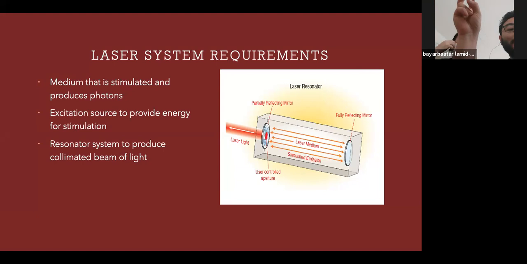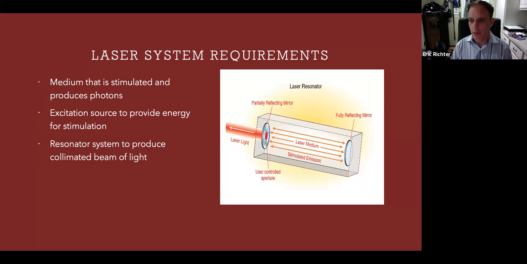What is a resonator system, is it like a fiber or something like that? The resonator system is not a fiber. That's more the machine, like the actual body of the machine.